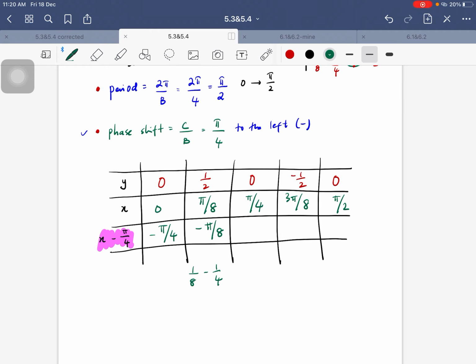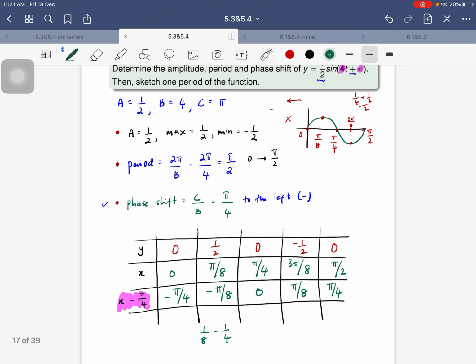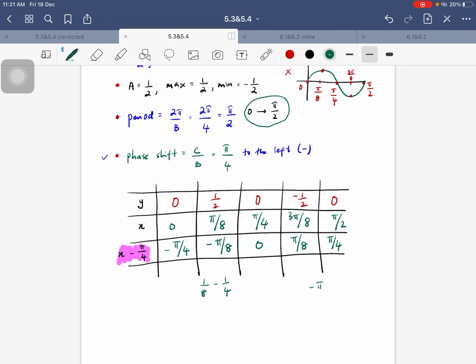And then I have pi over 4. Of course, pi over 4 minus pi over 4 is going to be 0. And then I'm going to have 3 over 8 minus 1 over 4, which gives us a value of positive pi over 8. Then I have 1 over 2, minus 1 over 4, and that gives us a value of pi over 4. Okay, so those are going to be our values. It's going to start the period now. Instead of having the graph from 0 until pi over 2, our graph is now going to be from negative pi over 4 to pi over 4, because it has shifted to the left. How many units? Pi over 4 units.